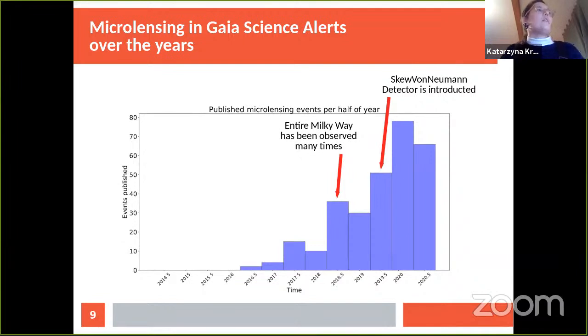The second huge change was in the middle of 2019, when a new detector was introduced into the Gaia Science Alerts pipeline. This detector is called Skew von Neumann, and it is very sensitive to events which have a very slow, gradual change in brightness. With that detector, we detect a lot of very weird quasars or BE stars, which are very often not published. But we also detect a lot of microlensing events, and that is really great.